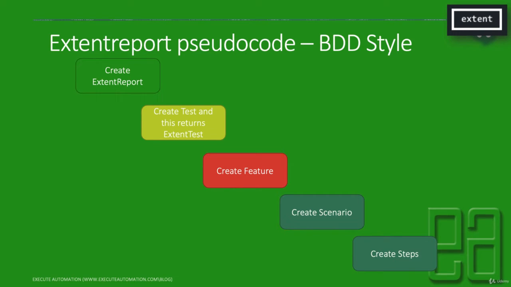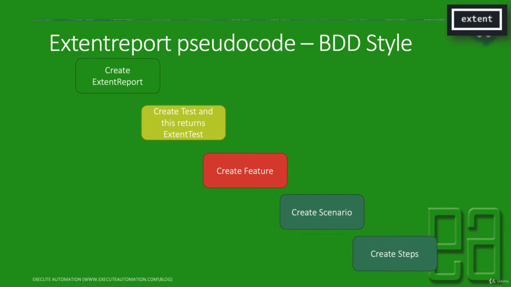Followed by that, we are going to call a create feature method, because as you know, features hold the scenarios. We are going to include the scenario within the feature, and since a scenario holds all the steps, we are going to add the steps within the scenario. So as you can see, it's a sequence or chain of operations that we need to perform.